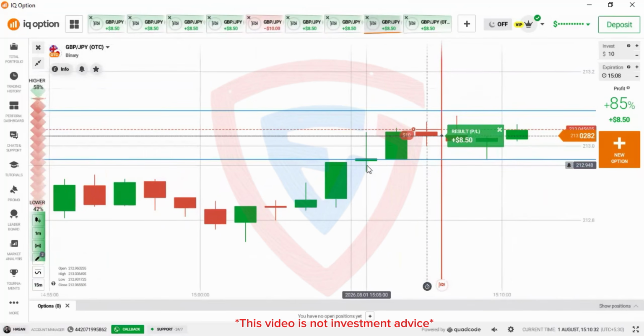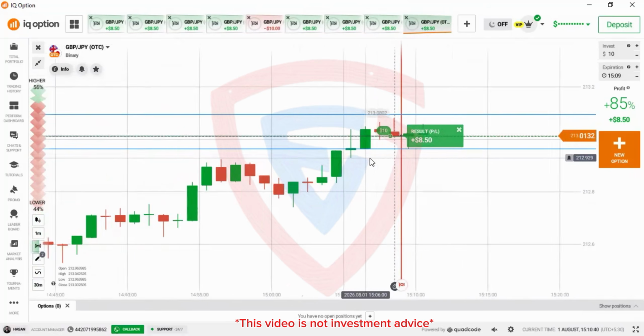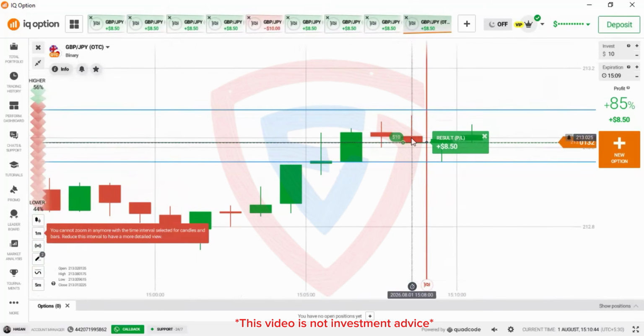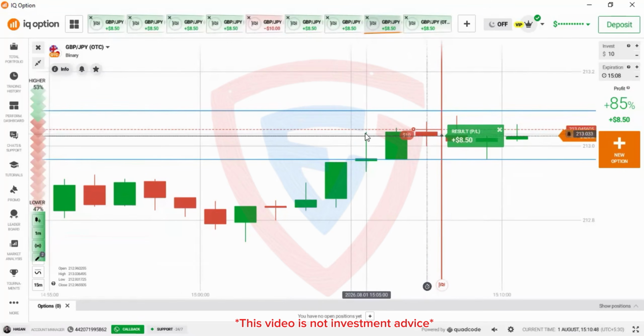So still the buyers are very strong because it made a new high. The seller's entry point is here. That's why I have waited for this candlestick. So here I placed a lower option trade because it rejected from this level where seller set it previously. That's why I placed a lower option trade.